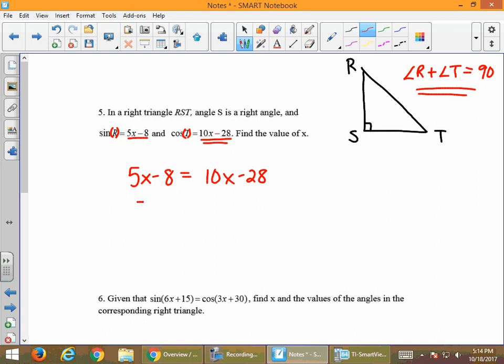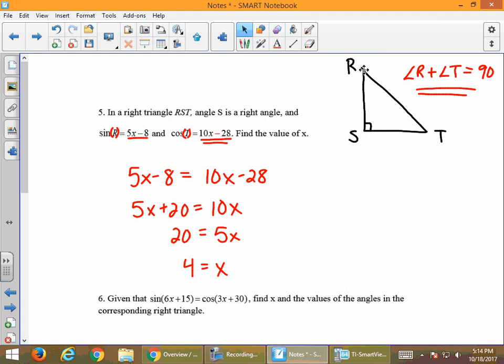I'll add 28 to both sides, give me a 20, and I'll subtract 5x on both sides. And then I'll divide by 5, and I'll get x to be 4. So be very careful on that problem, not to try to say that 5x minus 8 and 10x minus 28 have to add together to equal 90, because the angles add to 90, not the values of the trig functions. All right, make sure you're very, very clear on that.